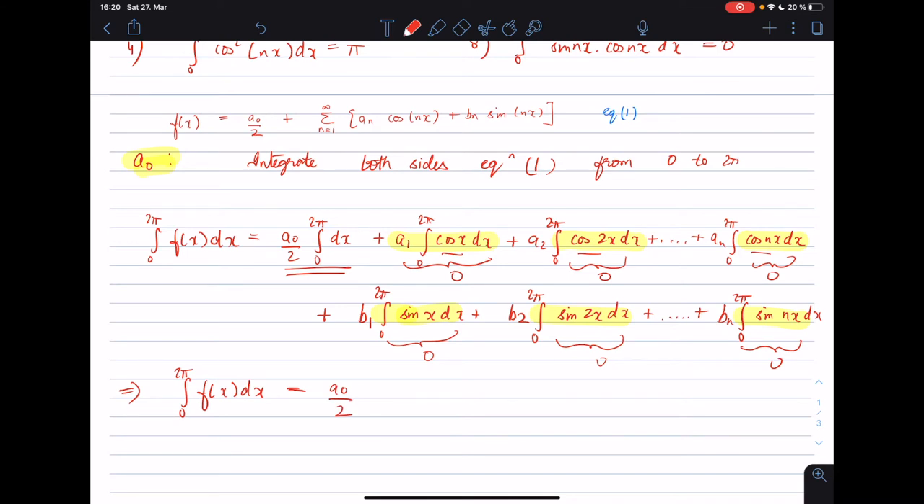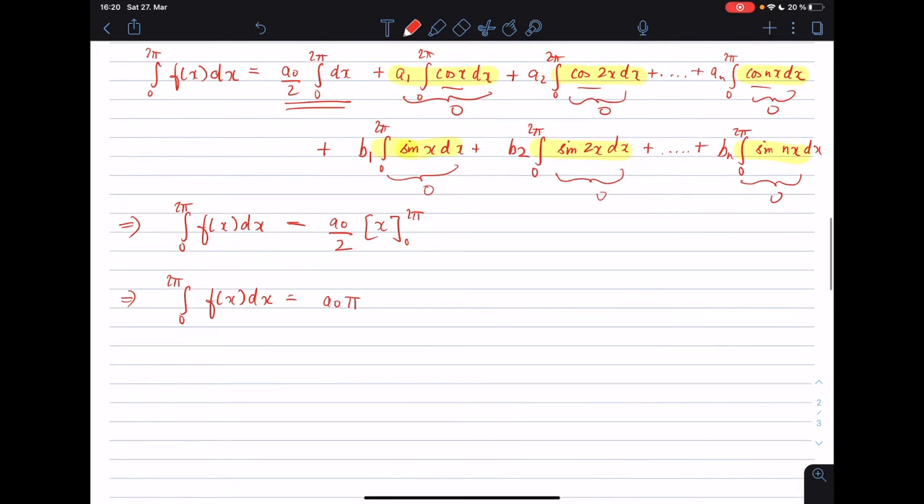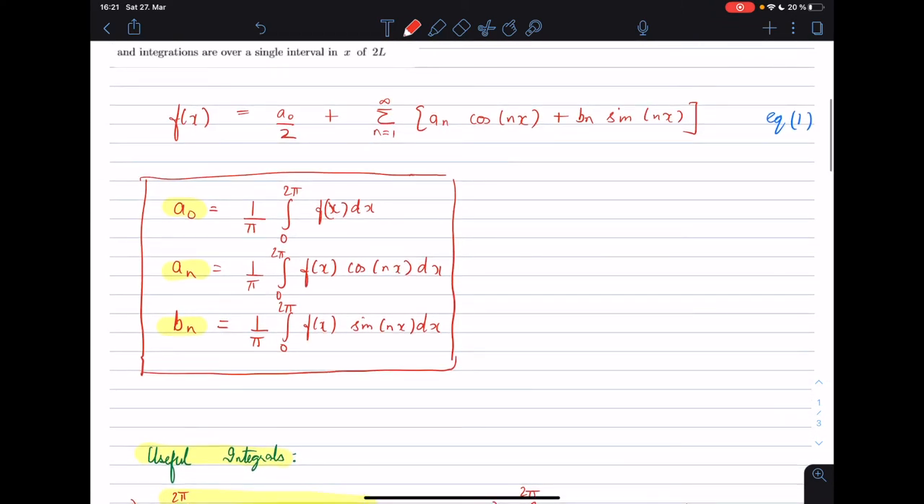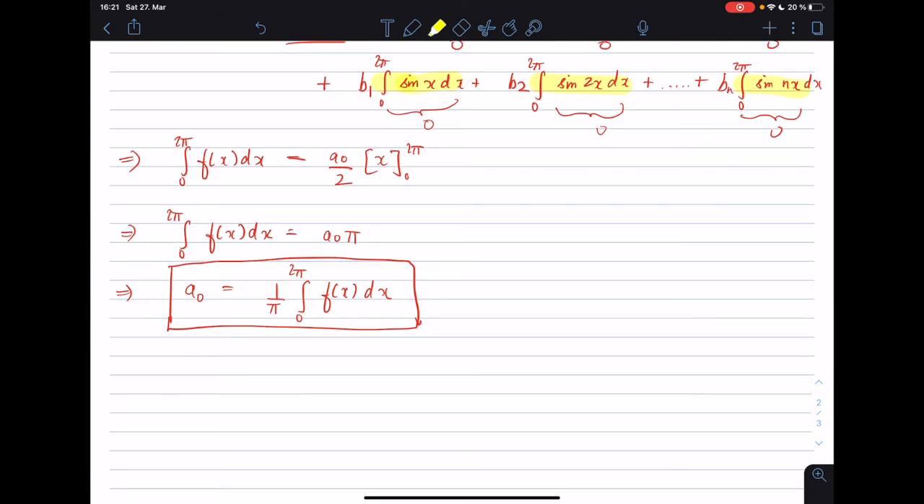And then if we integrate dx from 0 to 2 pi, we get x from 0 to 2 pi, and that gives us the integral from 0 to 2 pi of f of x dx equals a naught pi. And that means that our a naught is equal to 1 over pi times the integral from 0 to 2 pi of f of x dx. So this is our first Fourier coefficient, and as you can see over here, this is exactly what I wrote earlier on. So a naught equals 1 over pi integral of f of x dx from 0 to 2 pi.